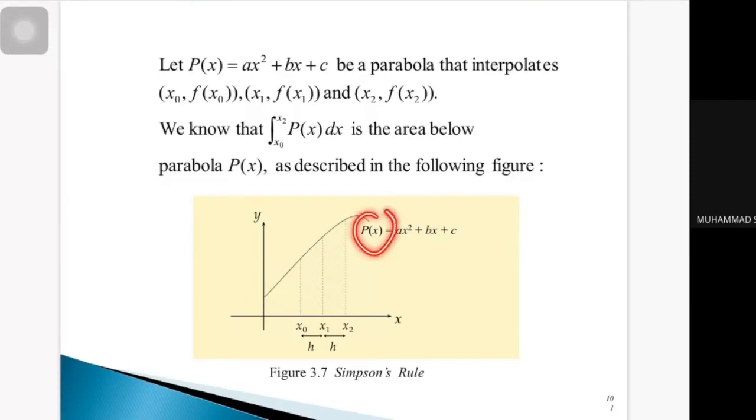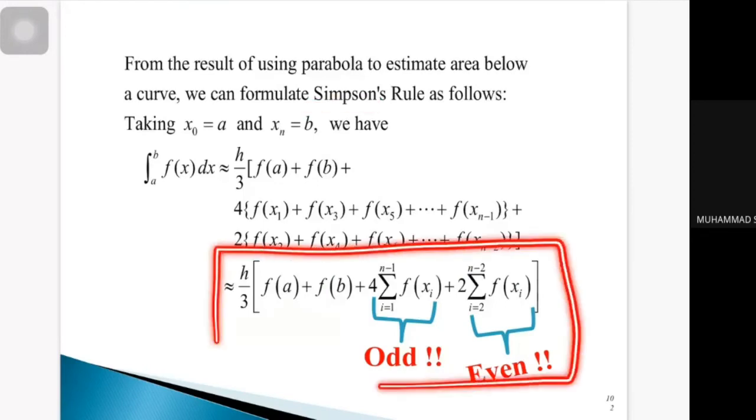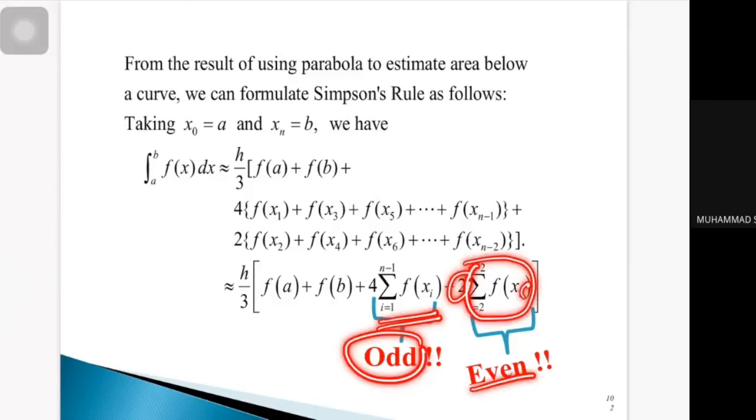So this function p(x) equals a x squared plus b x plus c. This method is proven to be more accurate than the midpoint and trapezoidal rules, since it covers all the areas under the curve. The general formula for Simpson's rule: approximately h divided by 3 times f(A) plus f(B), plus 4 times the summation of f(x) at the odd values, and 2 times the summation of f(x) at the even values.